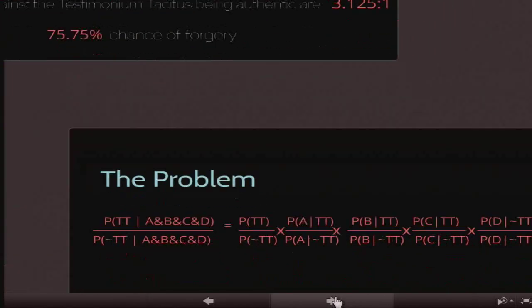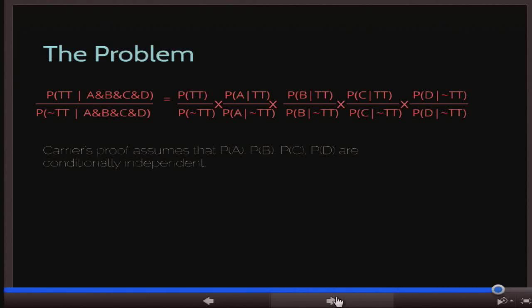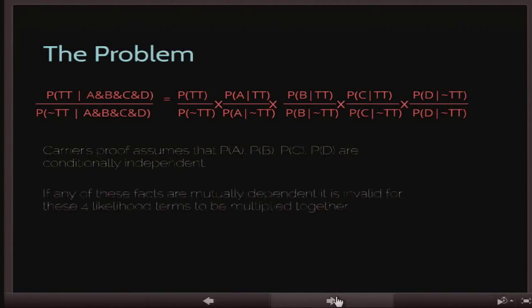Now, the problem is exactly the same as the problem with the McGraw paper. We've got this assumption of conditional independence thrown in here. The proof assumes that all these things are independent, but that's not an obvious thing, given that we're talking about historical absence of references to these passages. I can't quite fathom it. So if any of these facts are mutually dependent, then the whole mathematical argument is invalid.